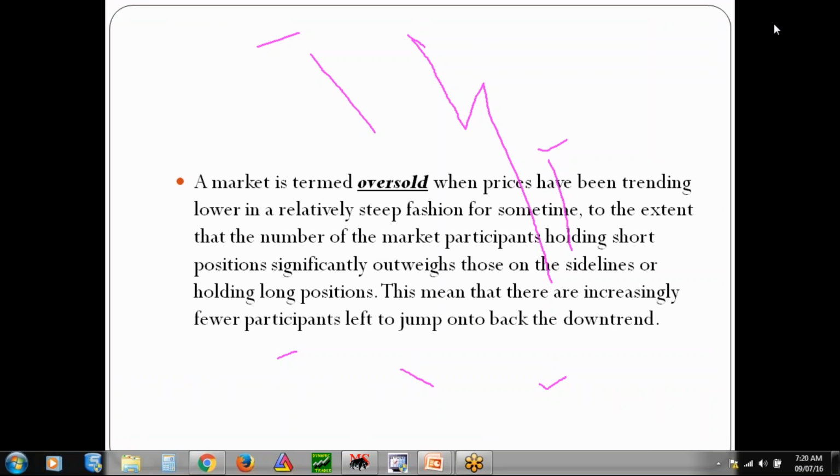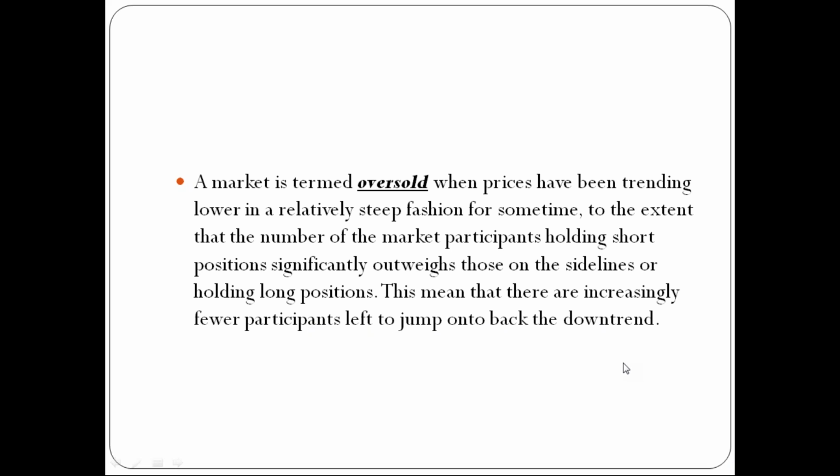Now oversold zones, it's just the opposite of overbought zones. A market is termed oversold when the prices have been trending lower in a relatively steep fashion for some time, to the extent that the number of market participants holding short positions significantly outweighs those on the sidelines or holding long positions. This means there are increasingly fewer participants left to jump back onto the downtrend. That means that everybody is selling in the market. What is oversold? Oversold means everybody is selling. Just keep this in mind.